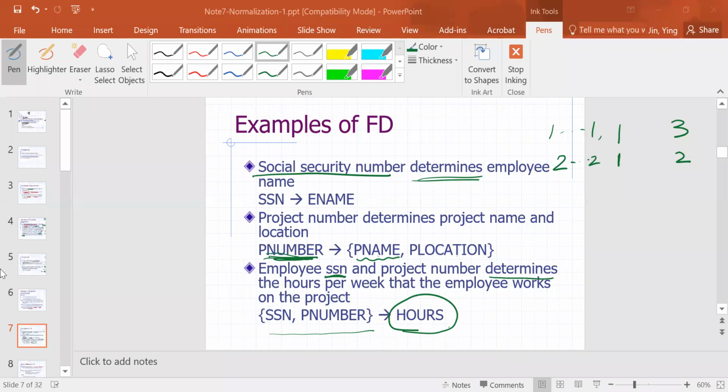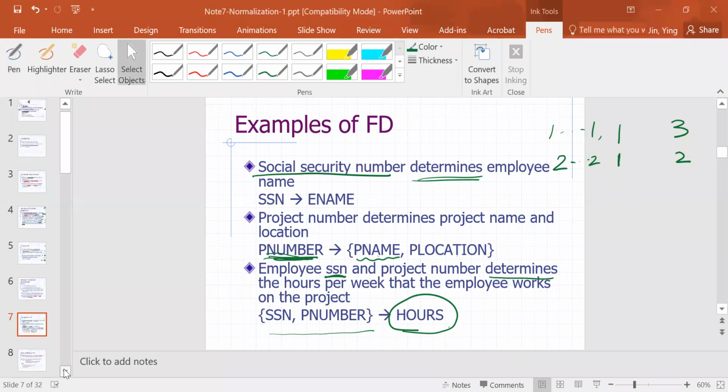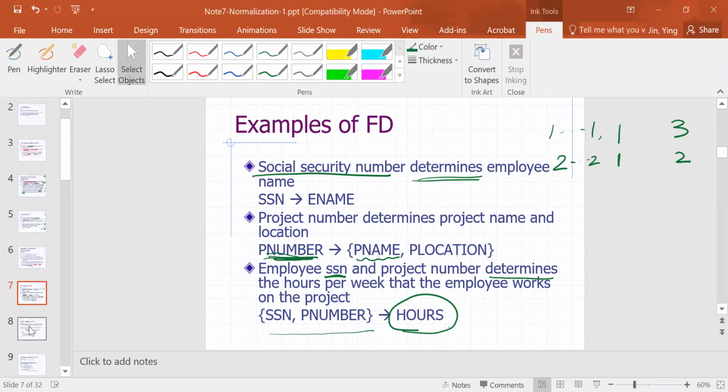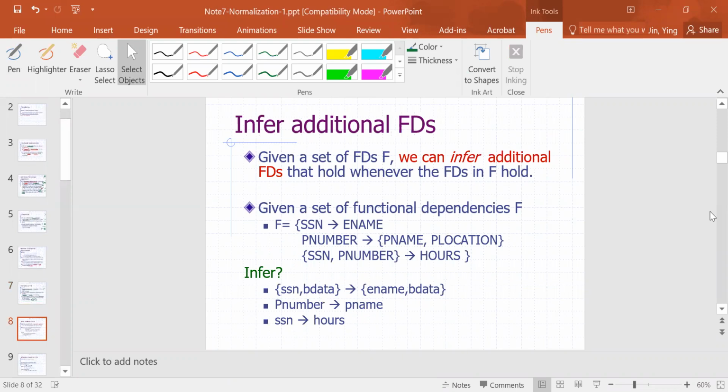All right, so that's one example of functional dependency. I totally understand this chapter is harder to understand than the others. So I'll try to slow down whenever you feel I need to slow down.